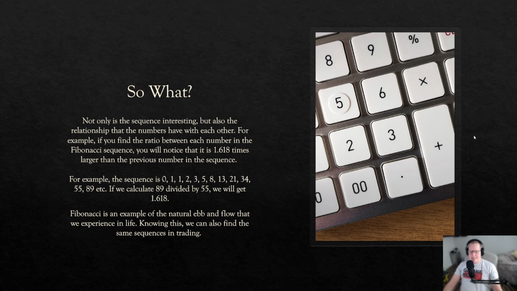So not only is the sequence interesting, but also the relationship that the numbers have with each other. For example, if you find the ratio between each number in the Fibonacci sequence, you will notice that it is 1.618 times larger than the previous number in that sequence. For example, we went through that sequence. If we calculate 89 divided by 55, we'll get 1.618. Fibonacci is an example of the natural ebb and flow that we experience in life. And knowing this, we can also find the same sequences in trading and find its natural ebb and flow.